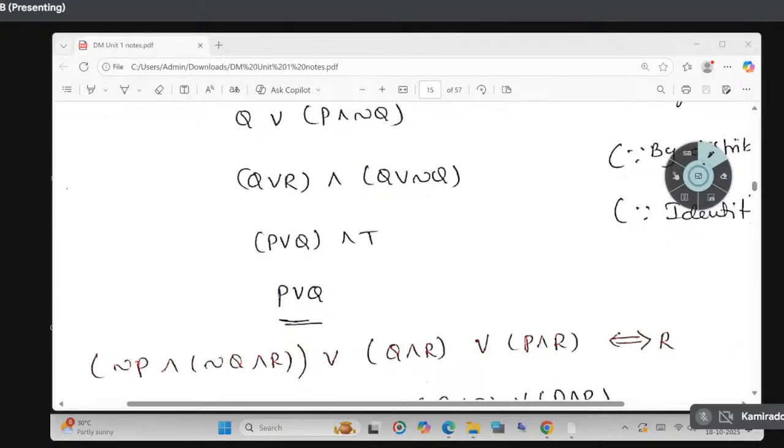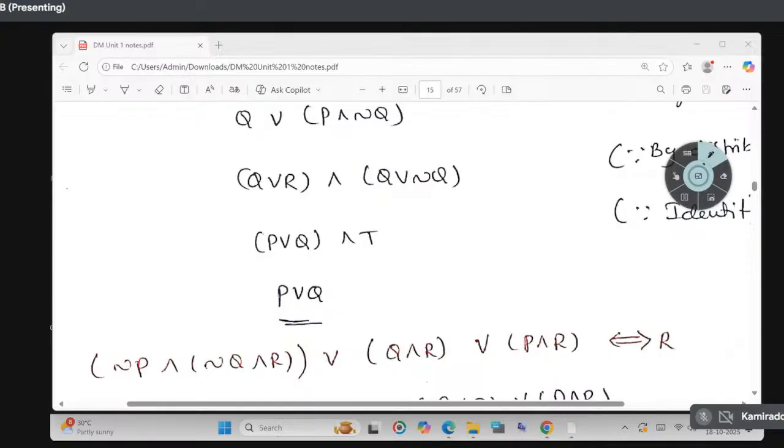Is there any chance of applying the distributive law over there? First answer my question, then you can proceed. Is there any chance of applying the distributive law over there? Chances are there. How can you apply the distributive law over there? Check with your two values.